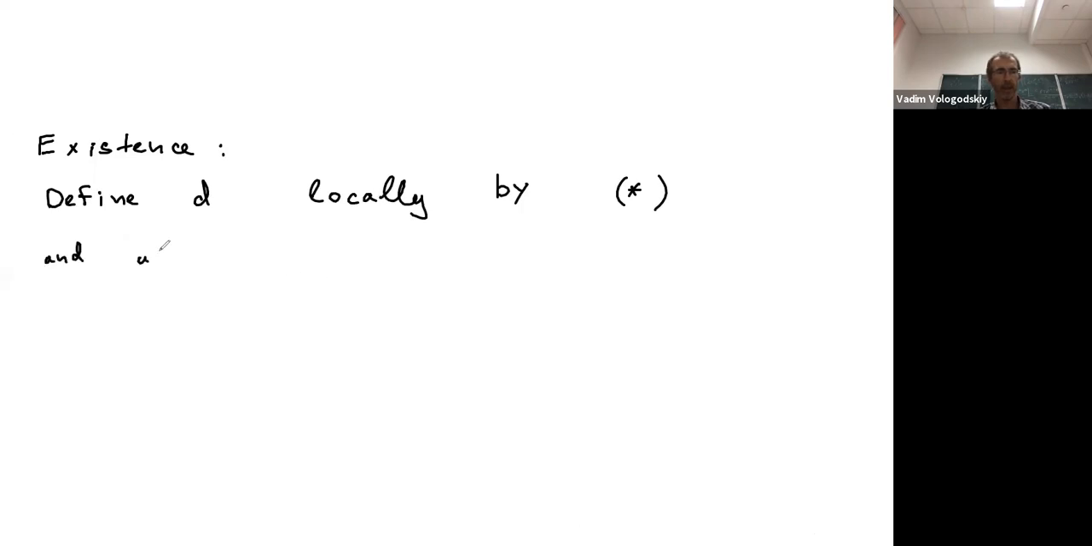You have, and use the corollary. So it means that you have some open subset and two maps, two diffeomorphisms between this open subset and open subsets in R. This sits inside that.